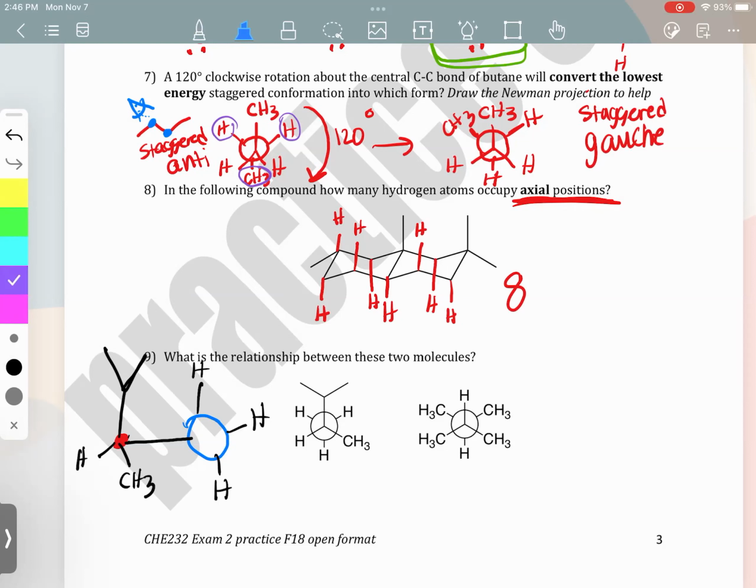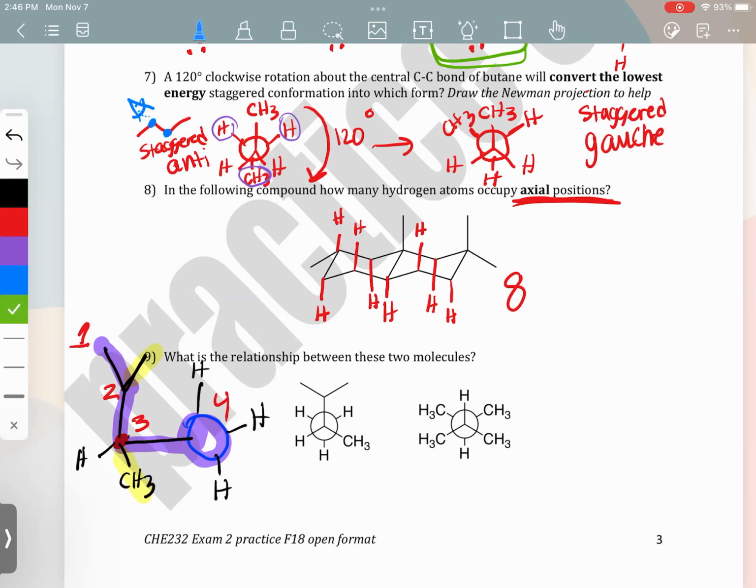Now let's name it. What's the first thing you must always do when it comes to naming? Find the longest carbon chain. How many carbons make up the longest chain? 1, 2, 3, 4. This big carbon here is 4. And you have a methyl substituent here. Now we need to number. Where would we start numbering from? The top, because that's where we come into contact with our first substituent. So this is carbon 1, 2, 3, then 4.